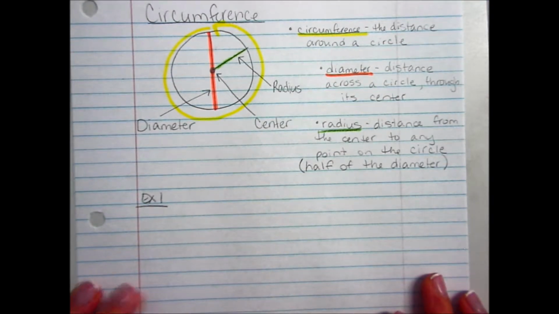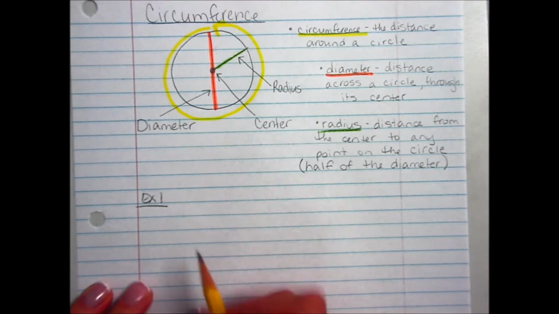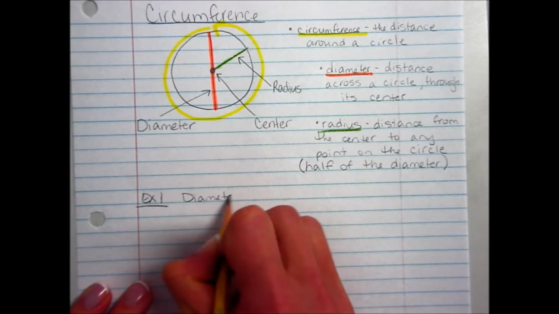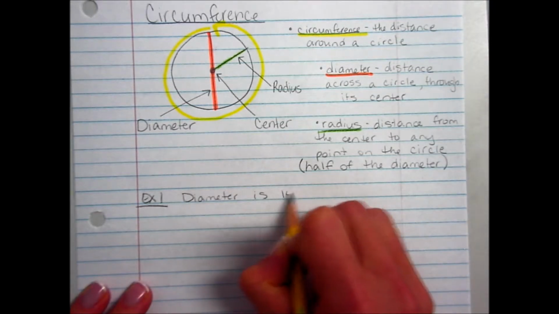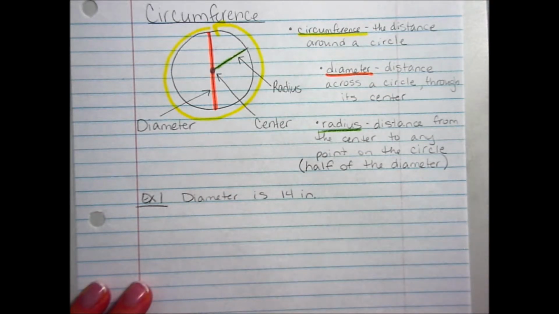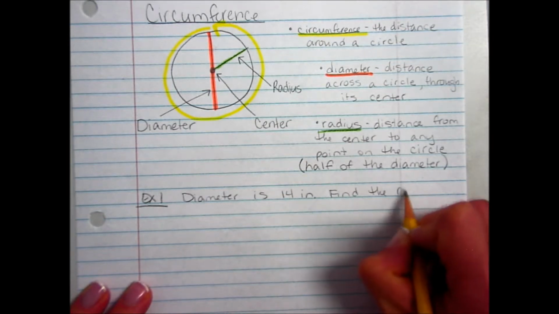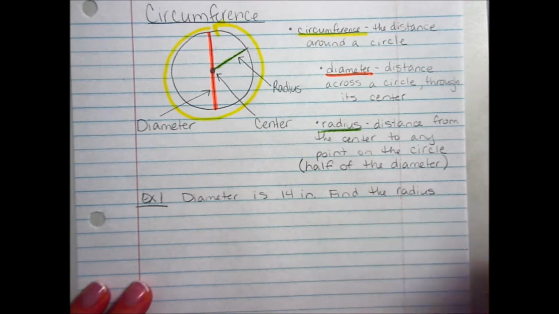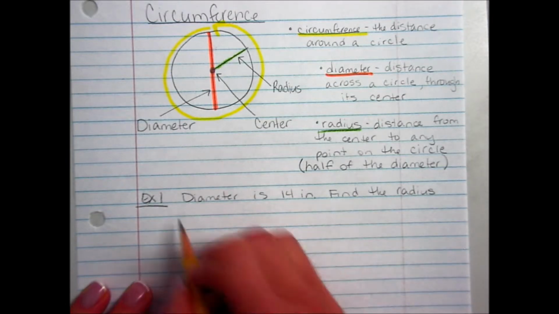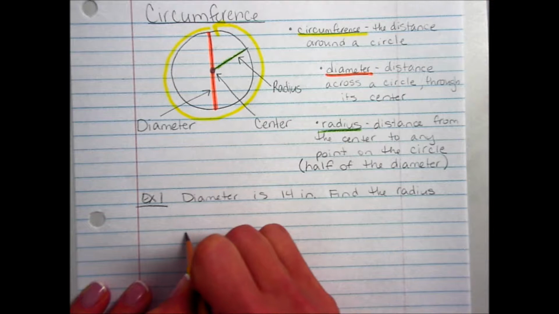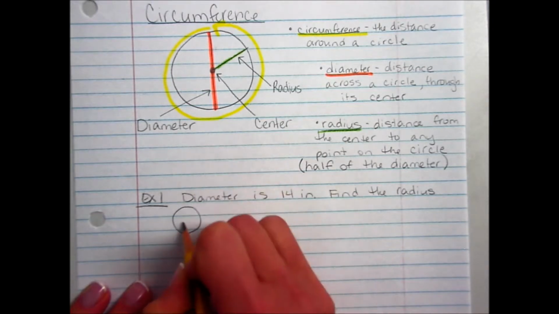Okay, so we'll start right in with some examples. Let's say you have a circle and the diameter is 14 inches. Find the radius. Okay, so you might be given problems in words, but they also might draw a picture.